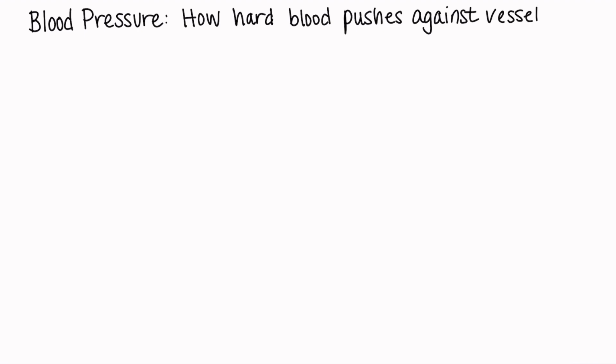Blood pressure can be thought of as how hard the blood pushes against the blood vessel walls. Blood pressure is determined by cardiac output, which is how much blood is being pumped by the heart every minute, and total peripheral resistance, which is how much the blood vessels are resisting that blood that's being pushed out of the heart.